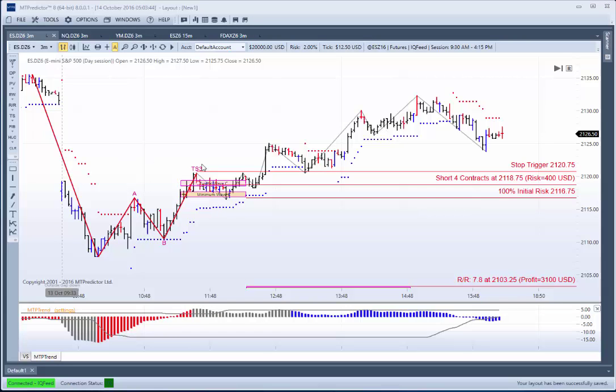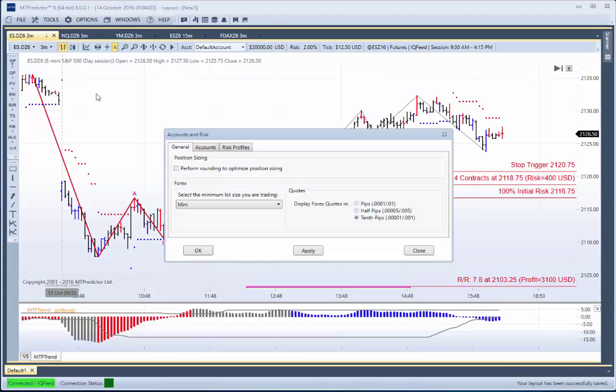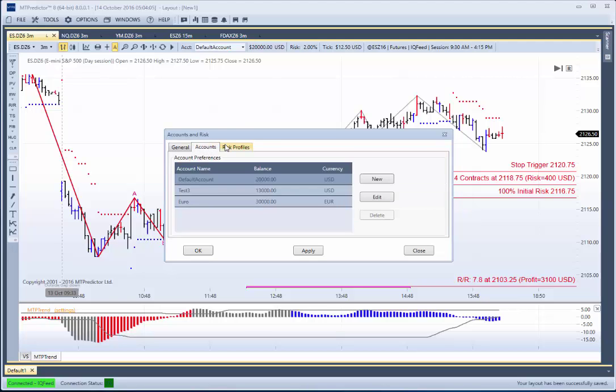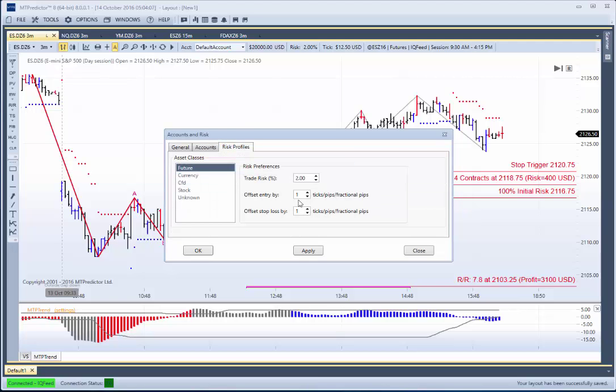Again, I think it's important that software vendors show losing trades to remind you all that losses can and will and do happen. We use correct position sizing to keep our initial risk small and under control, so when losses come through, they're kept small. In this case, less than 2% risk on a sample $20,000 account. Remember, you can, in the accounts and risk, change your risk profiles so you can reduce the risk to 1% or less if you feel that's more appropriate for you.